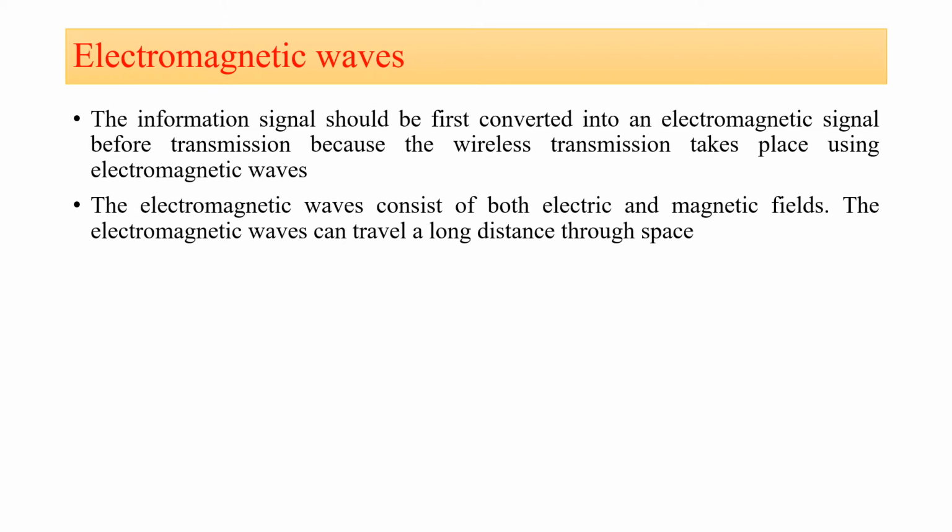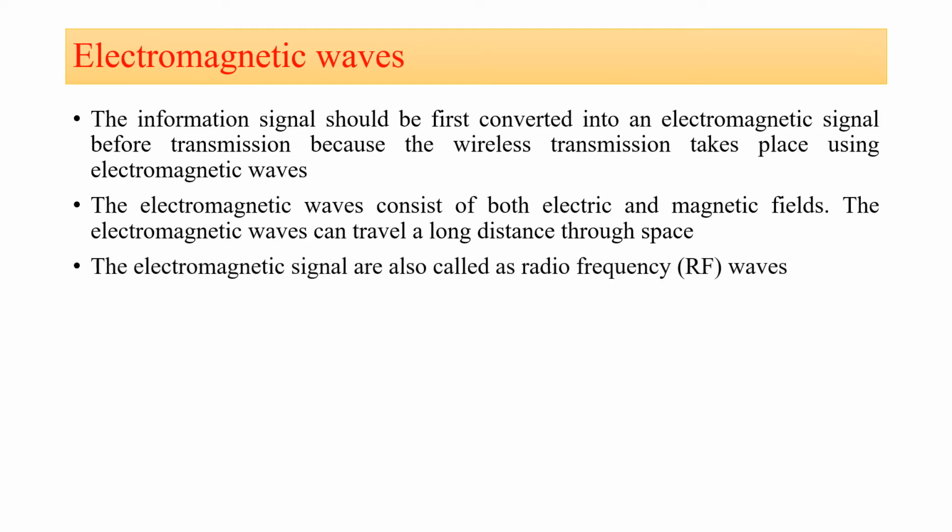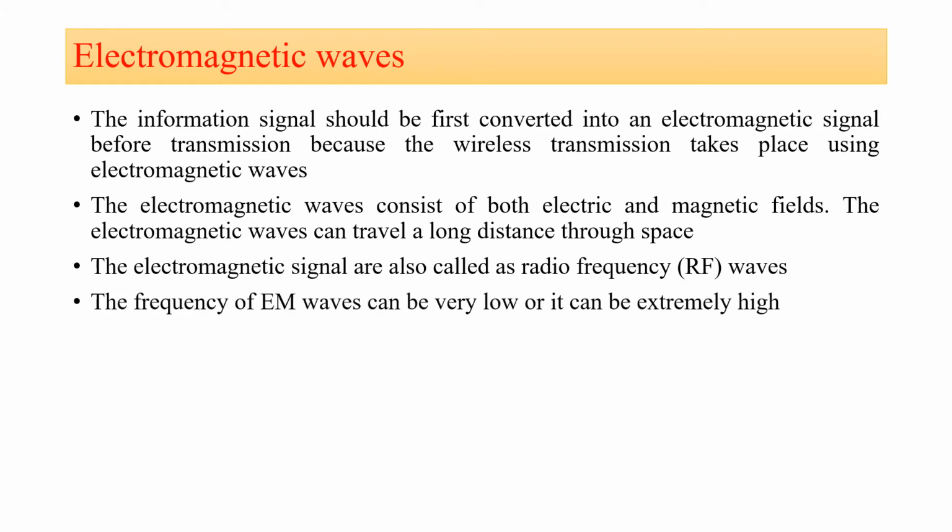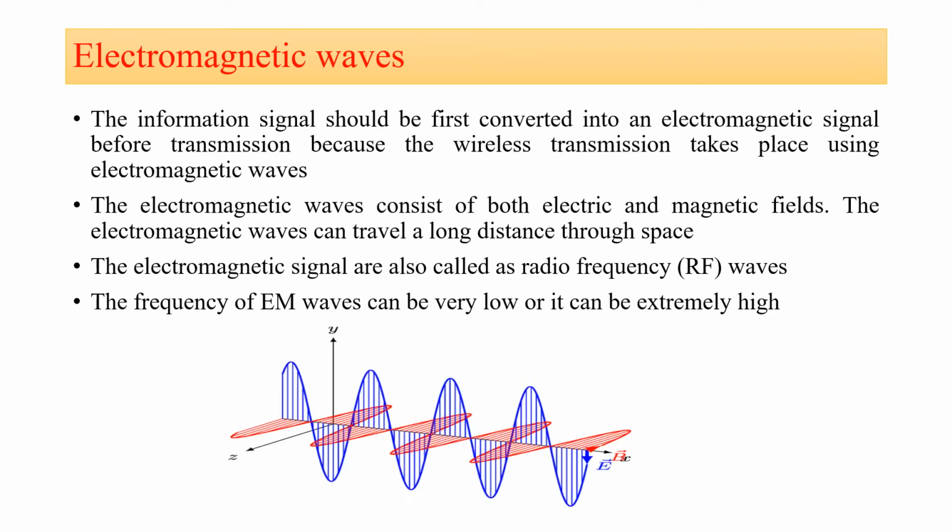So the electromagnetic waves consist of both fields, that is the electric as well as the magnetic field, and the electromagnetic waves can travel long distances through space. The electromagnetic signals are also called radio frequency signals or radio frequency waves, that is RF waves. And the frequency of electromagnetic waves can be very low or it can be extremely high.